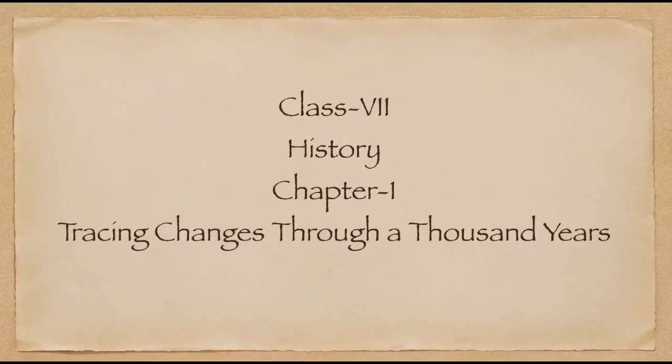Today we will start Chapter 1 of History textbook for Class 7 students. The name of the chapter is Tracing Changes Through 1,000 Years.